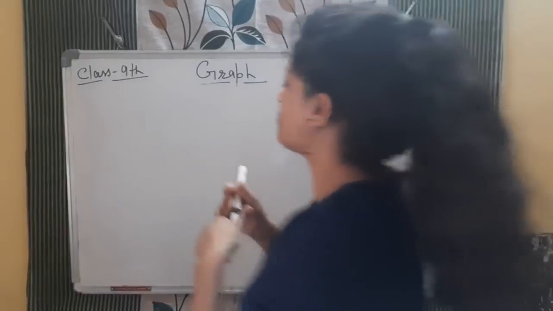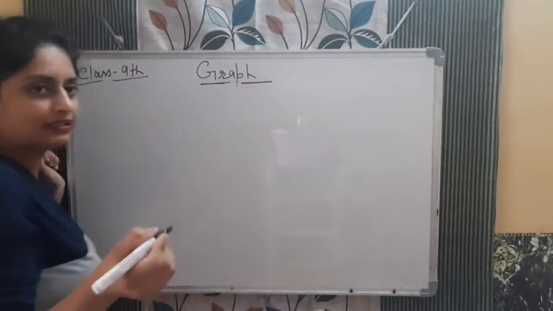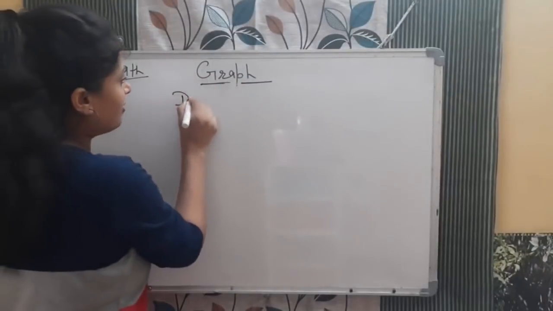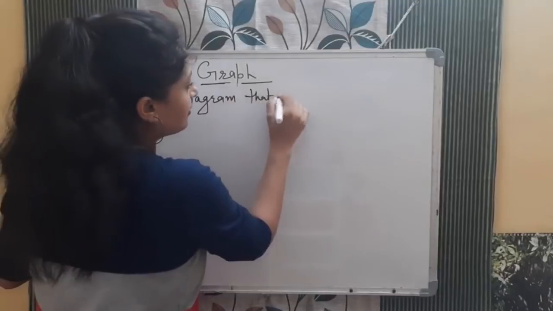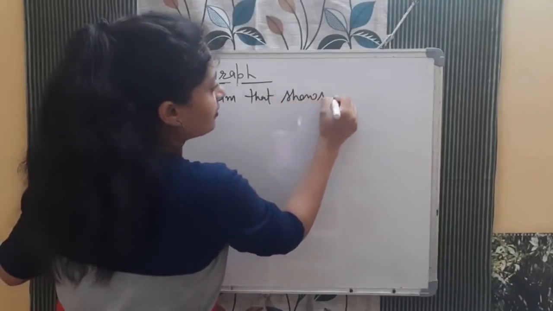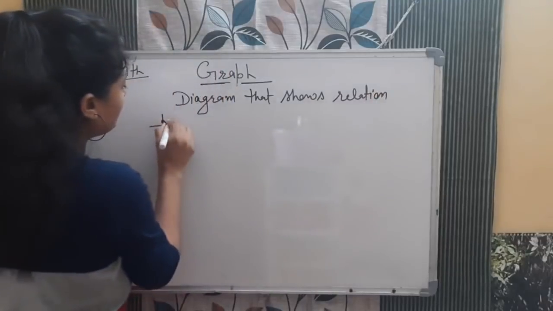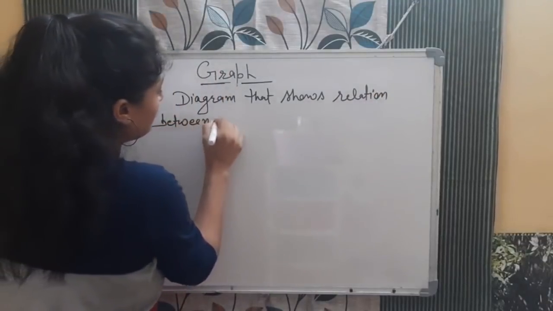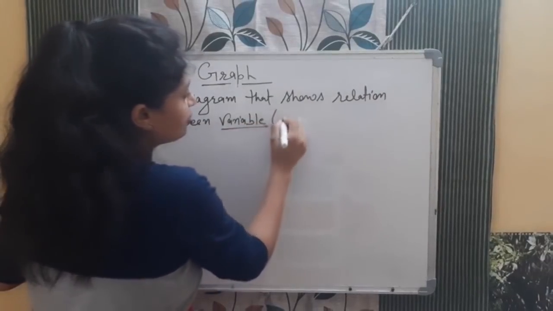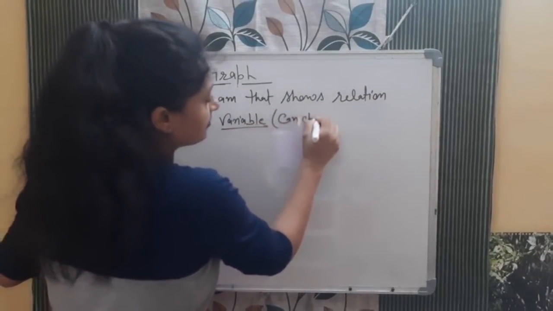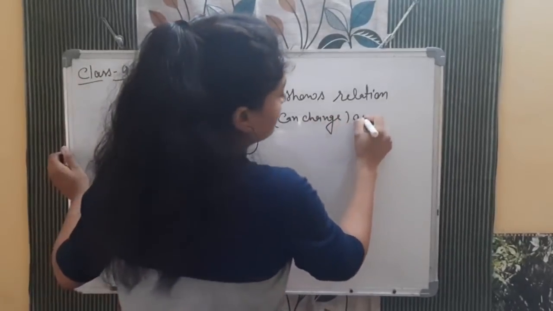Okay, so what is a graph? If someone asks you what you understand by the graph, a graph is a kind of diagram that shows the relation between variable quantities. Variable means that can change.